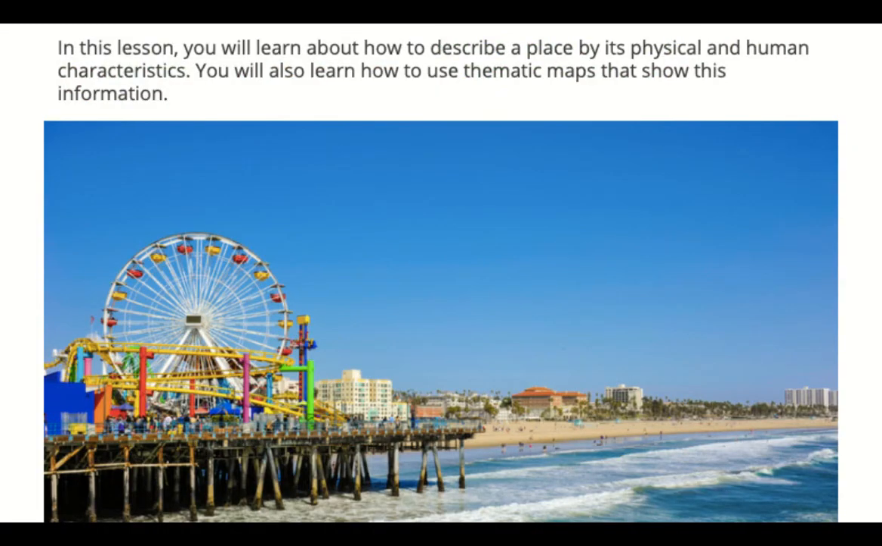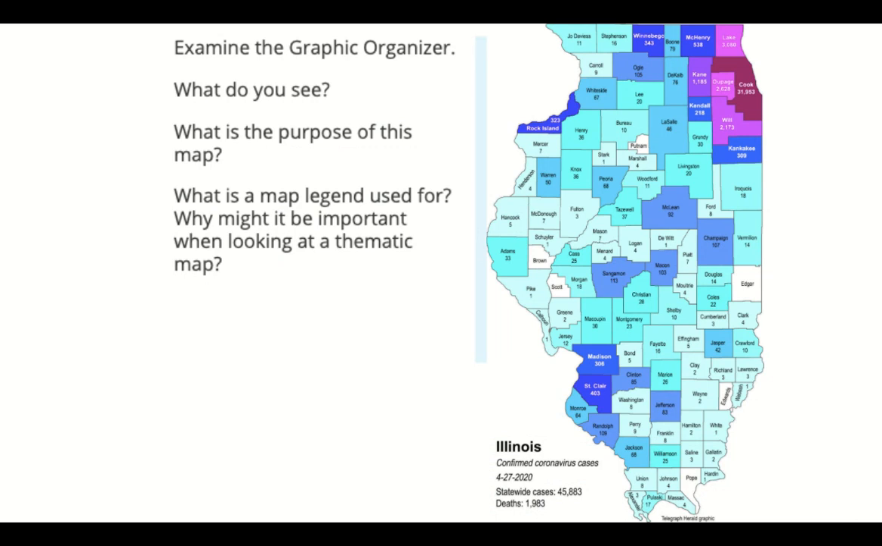So in this lesson, you will learn how to describe a place by its physical and human characteristics, and you will also learn how to use thematic maps that show this information. Geographers like to use different maps to highlight certain aspects. Look at this next slide, at this map here. What do you see, and what's the purpose of this map? Answer this as you fill this out right now on the Add Puzzle. What's the map legend used for, and why may it be important to look at a thematic map?